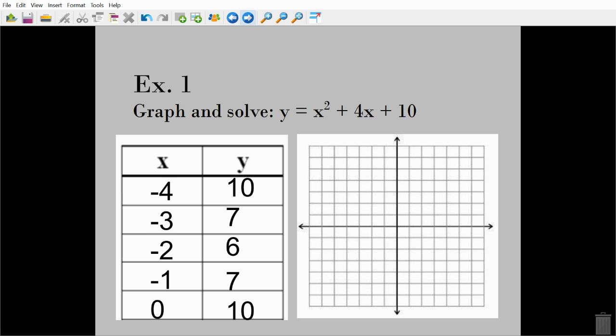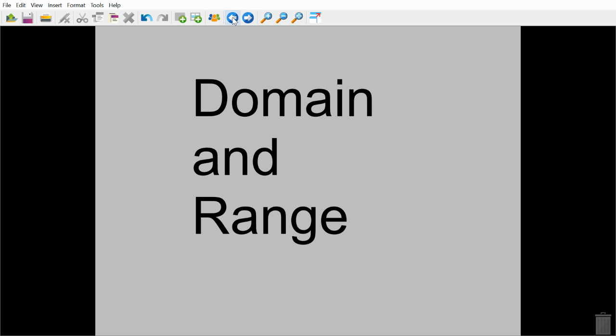And then so you'll change your scale, you'll put your graph, and it'll be beautiful up here somewhere. I'll let you do that. That is not the important part of this lesson. It's getting those points. Now, one thing, I want to talk about domain and range.